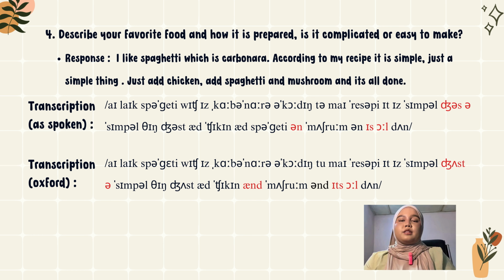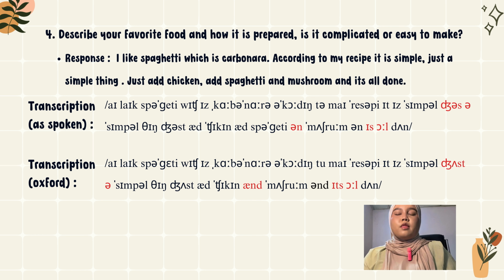Next, we asked them to describe their favorite food and how it is prepared. Is it complicated or easy to make? "I like spaghetti, which is carbonara. According to my recipe, it is simple. Just a simple thing. Just add chicken and spaghetti and mushroom, and it's all done."